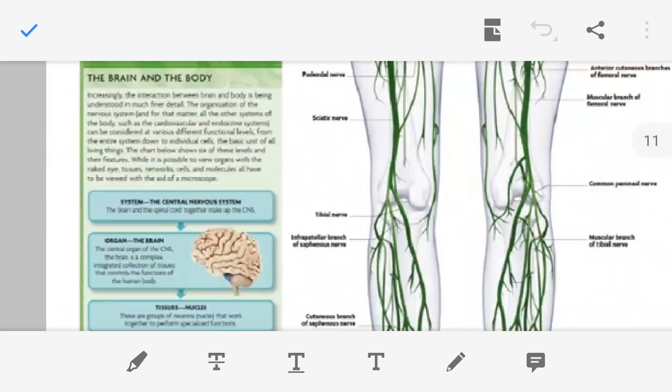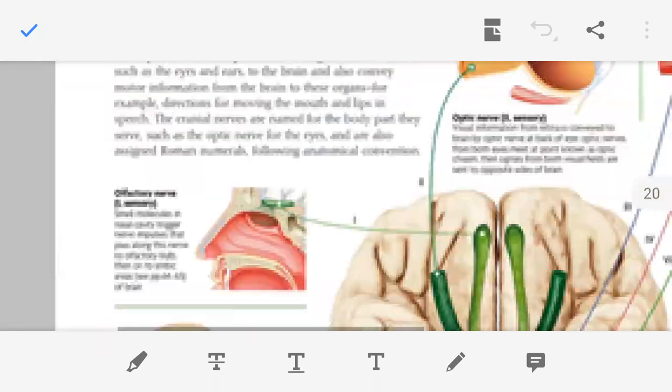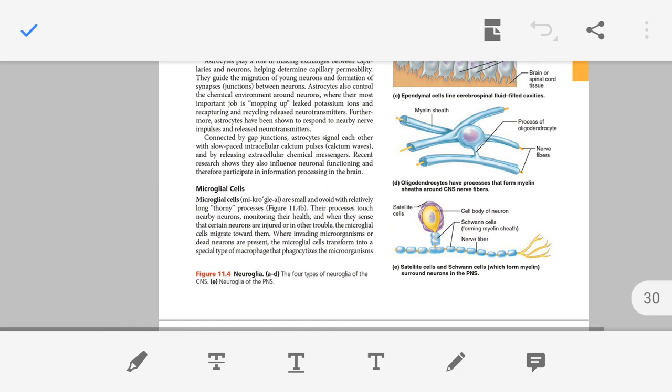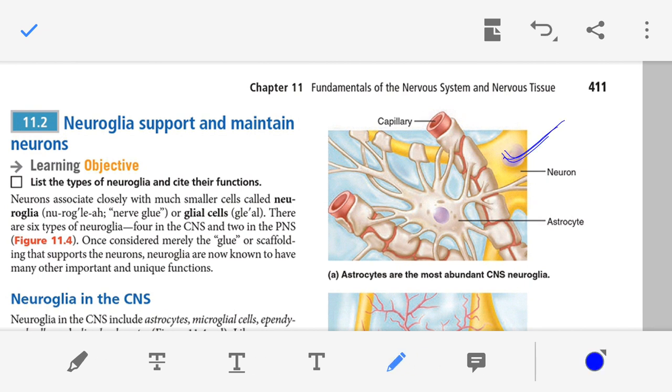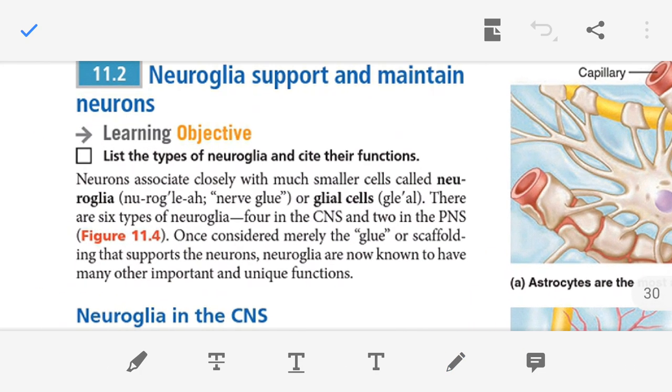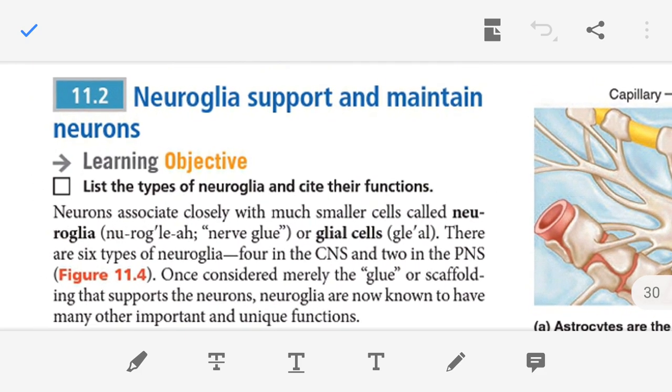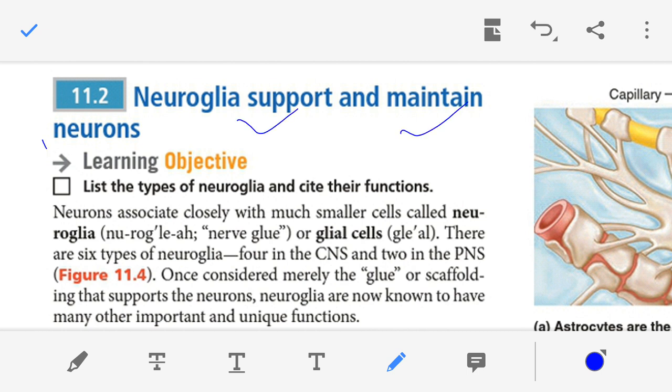So in the figure I am showing you this neuroglia. One minute. In this figure, this one is the neuron, and this cell, astrocyte, is one of the types of neuroglia. Now, what exactly is the neuroglia? You can see this neuroglia supports and maintains neurons. So we can say the neuroglia are the supporting cells and the maintaining cells for the neurons.